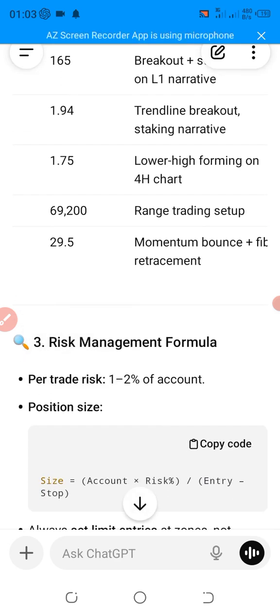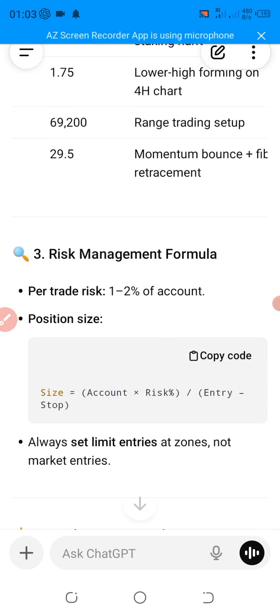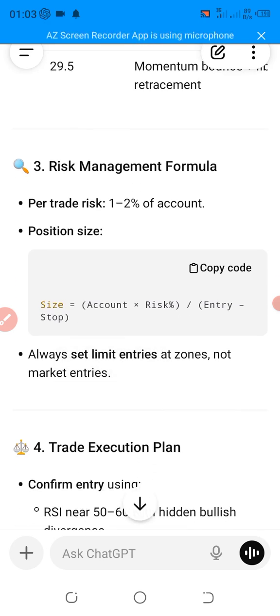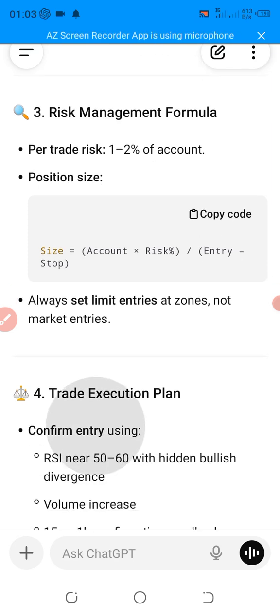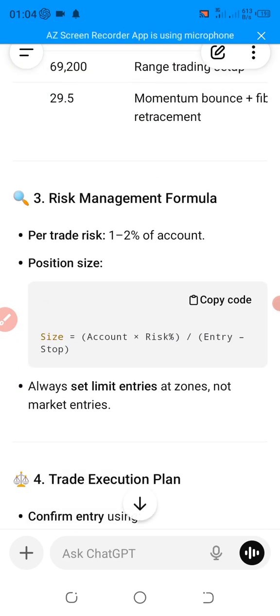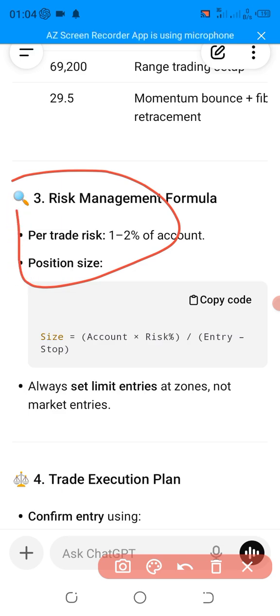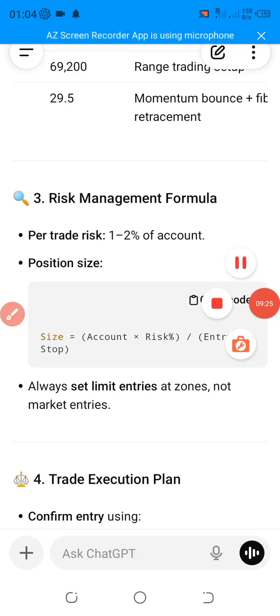It said risk management formula. You can see it even gives you info on how to protect your money, how to manage your risk. It said that you shouldn't risk more than 1 to 2% of your fund. You can see. This is mind blowing. You cannot afford to fumble.